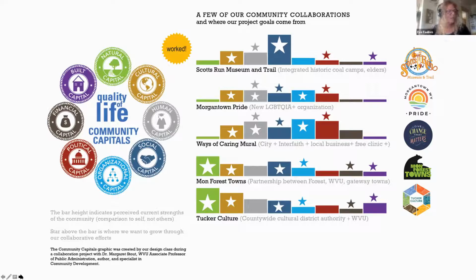To help students gain respect for impoverished communities and for our clients to have pride in themselves, we use this community capitals model introduced to me by Dr. Margaret Stout and her grad students as we work together in community development projects. It measures value beyond financial capital.